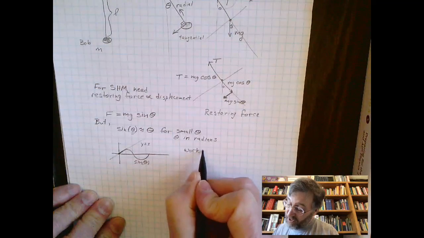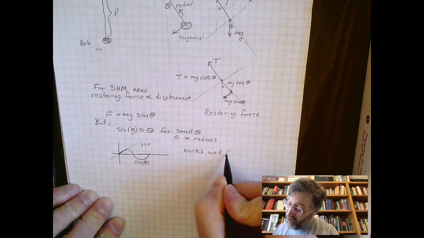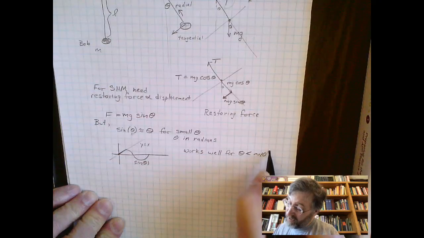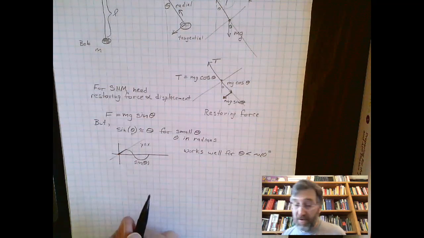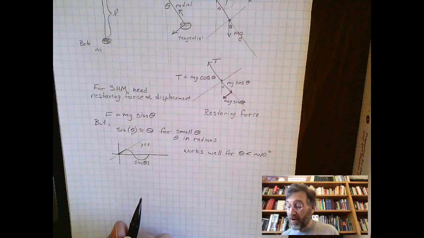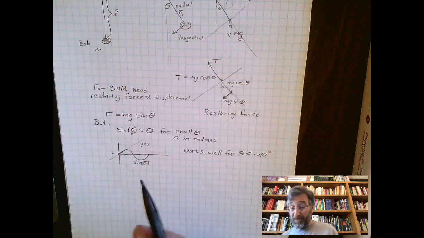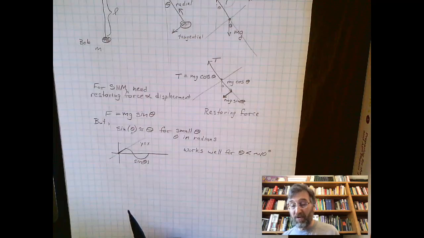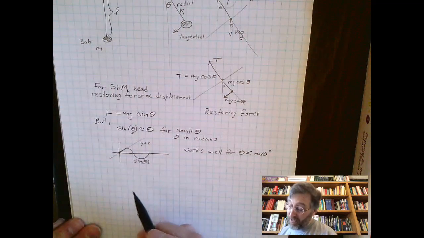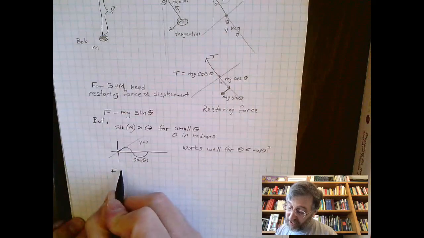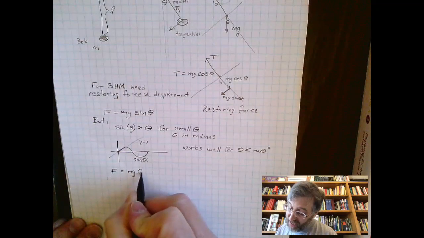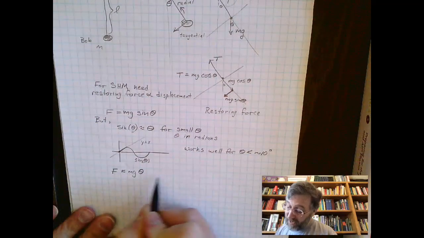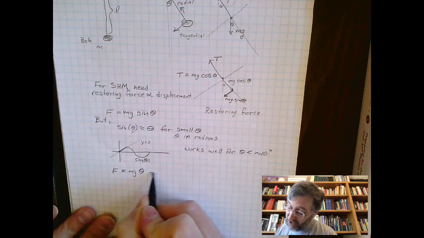And this works well. You can verify this for yourself, but it works well for theta less than, say, about 10 degrees. The smaller the angle, the better the approximation is. If theta equals 0, it's perfect, because the sine of 0 is 0. As soon as you move away from 0, it's an approximation, but it depends on how good you need to be. Okay, so now we have the force is approximately equal to mg times theta, when theta is in radians. And so then we can have simple harmonic motion.